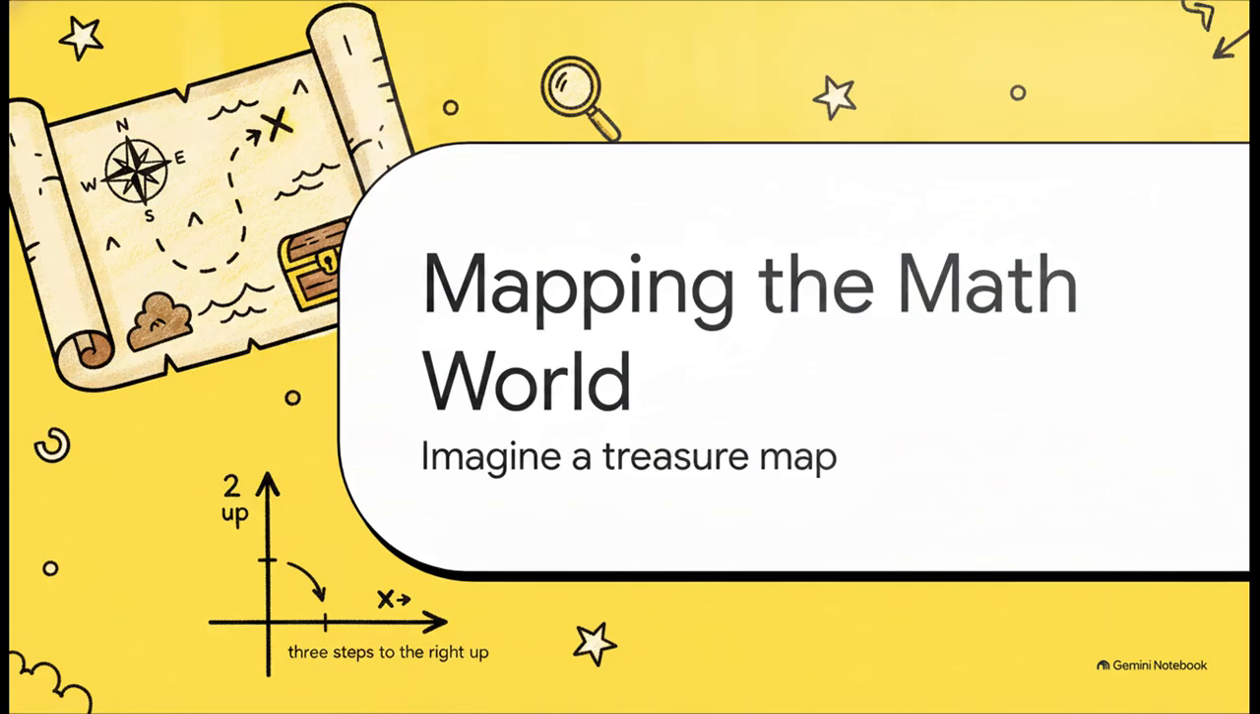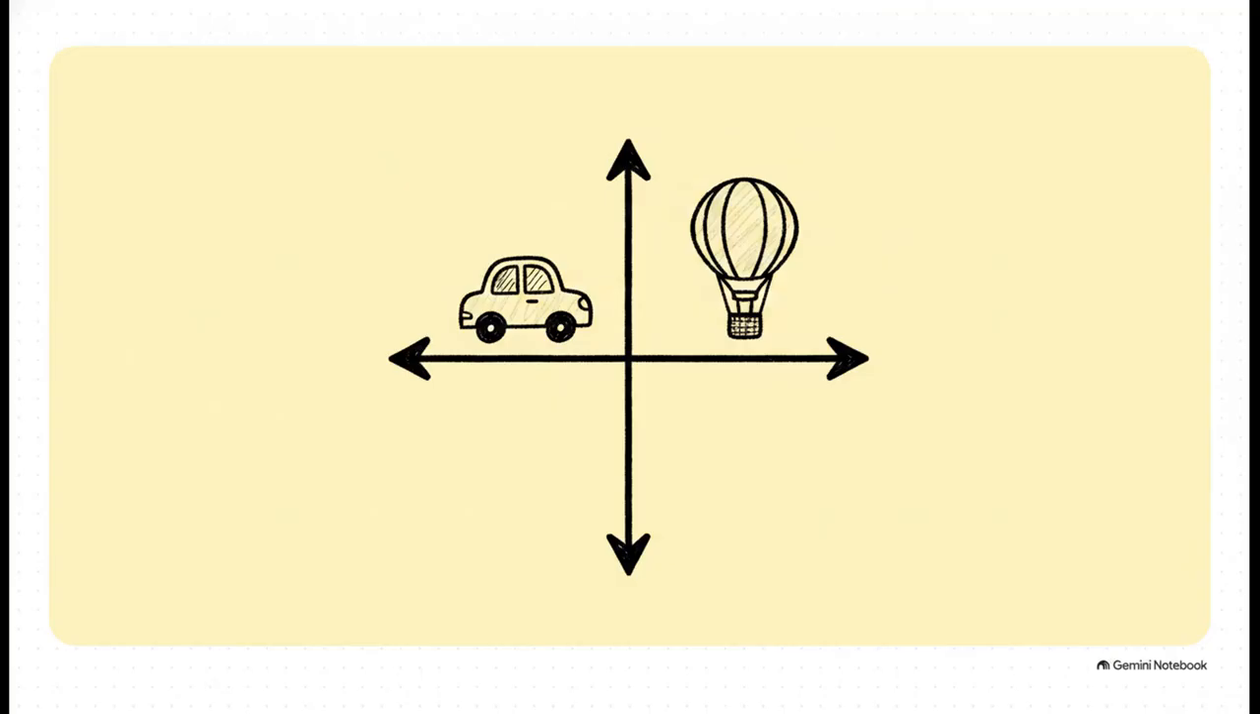Section 1. Mapping the math world. Okay, think of a classic treasure map. If the hidden treasure is exactly 3 steps to the right and 2 steps up, you can find it without breaking a sweat, right? Well, in math, we just write that as a set of numbers in parentheses, like (3, 2). Coordinates are really just simple instructions for finding a point.